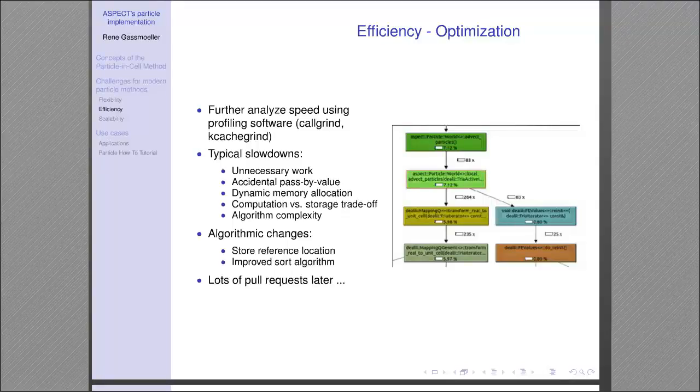And we had to take a deep look at the algorithm that sorts particles into cells and improve that one. And I will talk about this in the next slides.